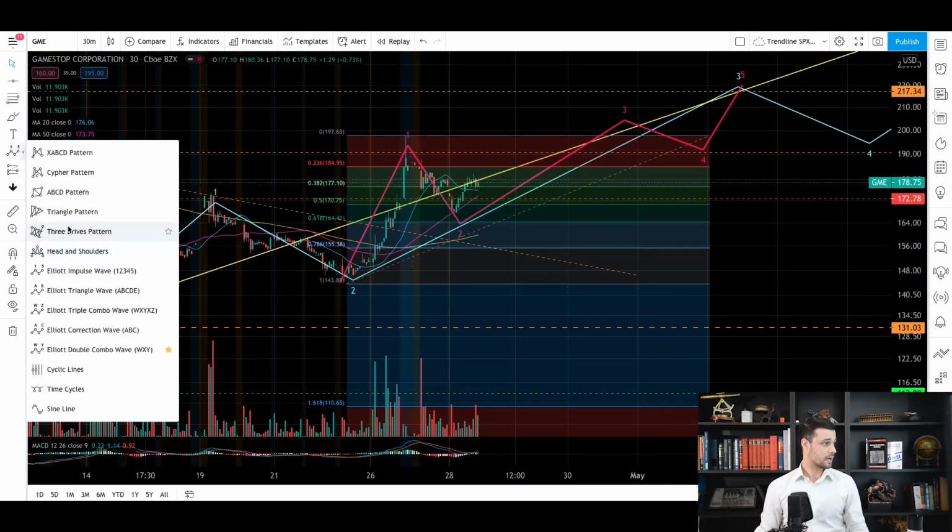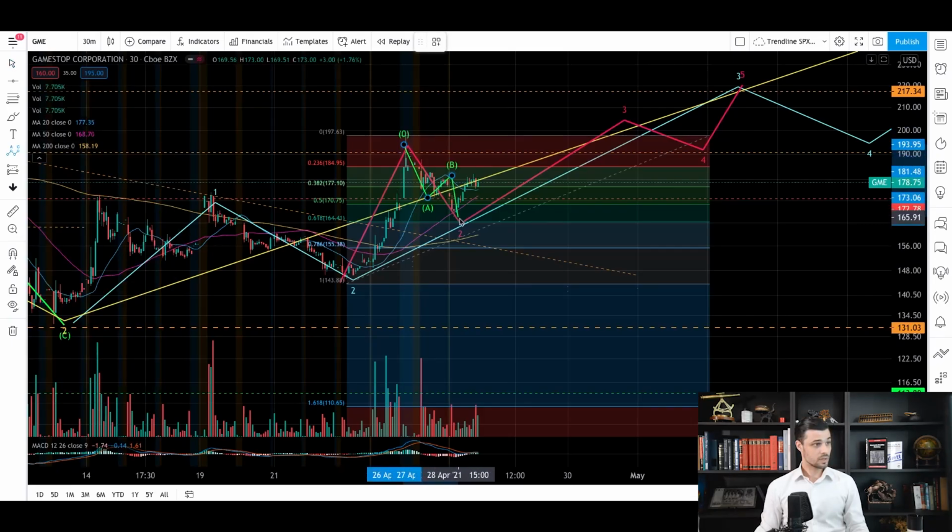And here we already had our ABC correction. So to me, the most likely scenario is that we are doing this third wave of the third wave of the third wave, which is actually something that should be very bullish. And we got these very bullish signals. All right. Even here, guys.